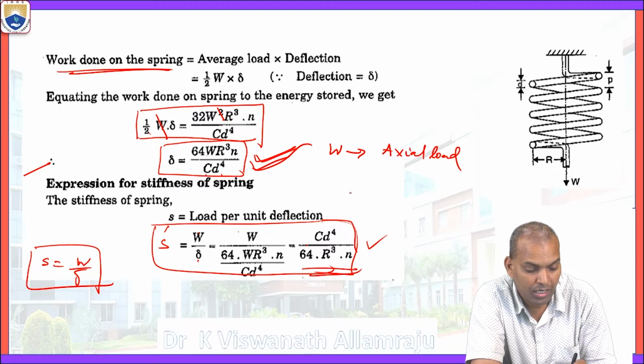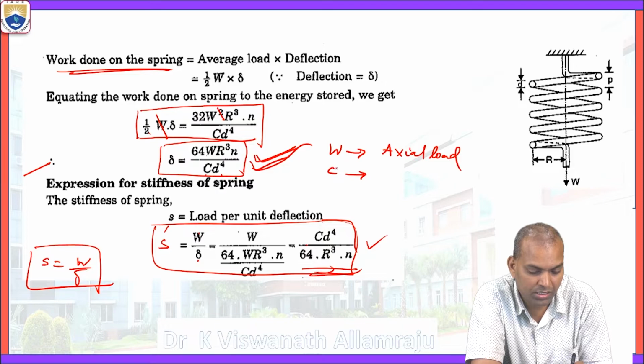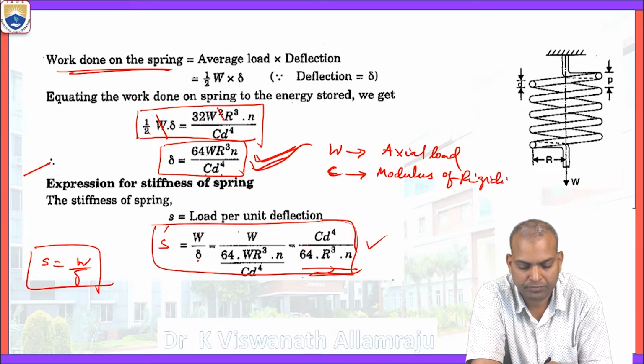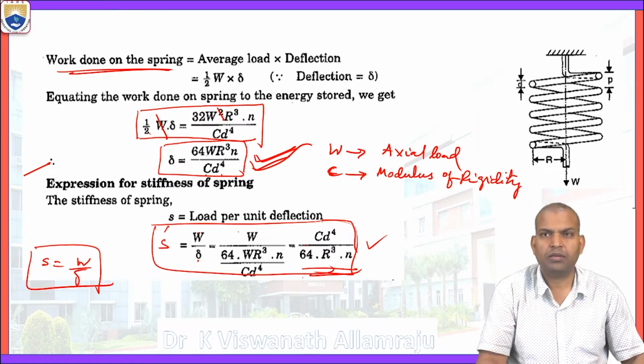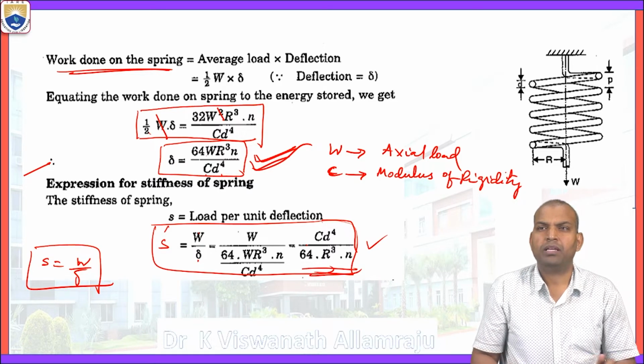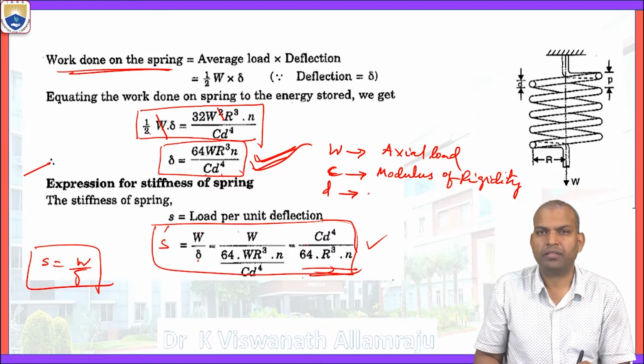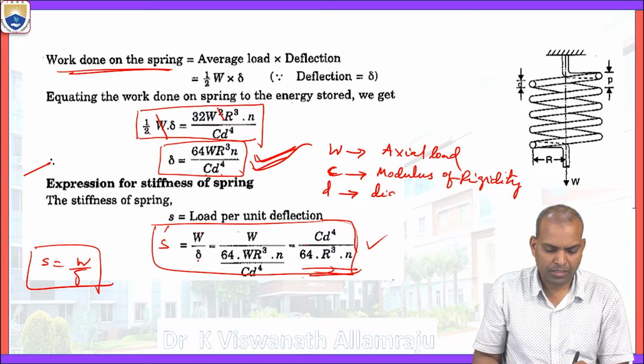And what is C? Where C is the modulus of rigidity. What is the D here? D is the diameter of wire.